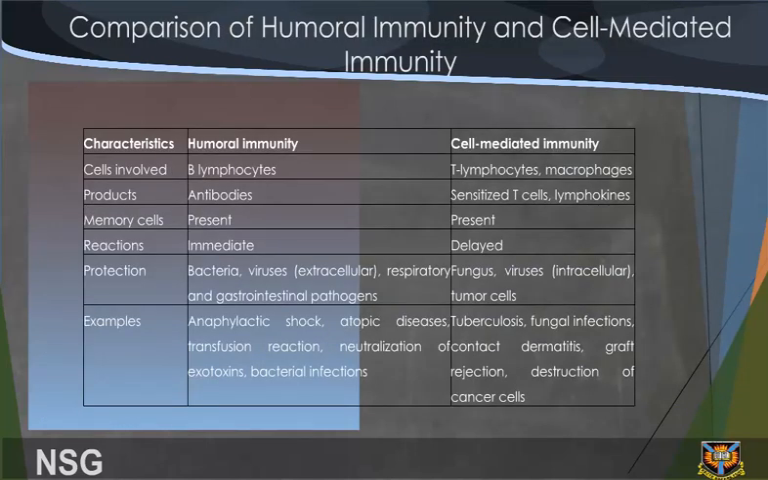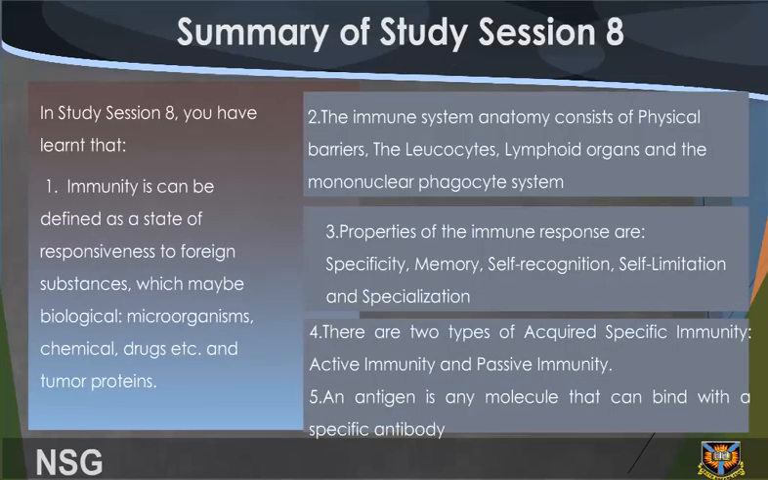Comparison of humoral immunity and cell-mediated immunity. See table. Summary. In study session 8, you have learnt that 1. Immunity can be defined as a state of responsiveness to foreign substances, which may be biological, microorganisms, chemicals, drugs, etc., and tumor proteins. 2. The immune system anatomy consists of physical barriers, the leukocytes, lymphoid organs, and the mononuclear phagocyte system.